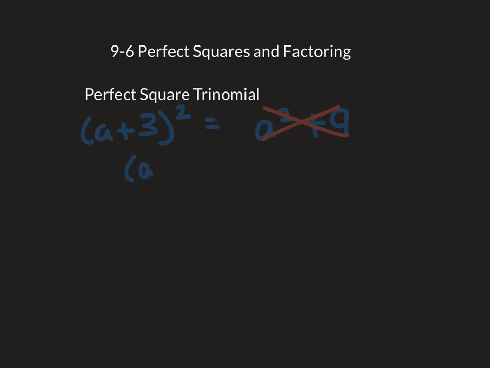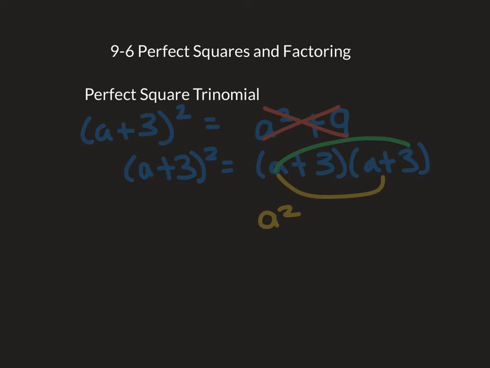So let's rewrite this again. A plus 3 squared would equal a plus 3 times a plus 3. And then we would have to FOIL it. So if we FOIL it, a times a is a squared, and the outer, which would be 3a, and the inner, which would also be 3a, and then the last two, which would be 9. Okay, so for a final answer of a squared plus 6a plus 9.